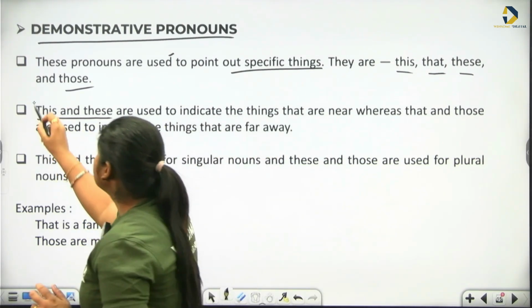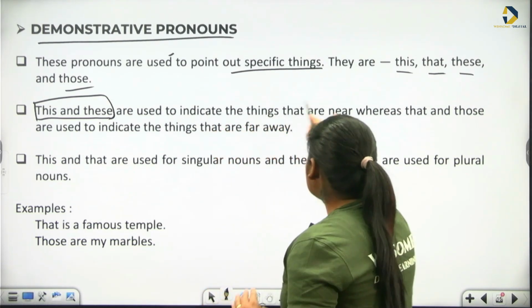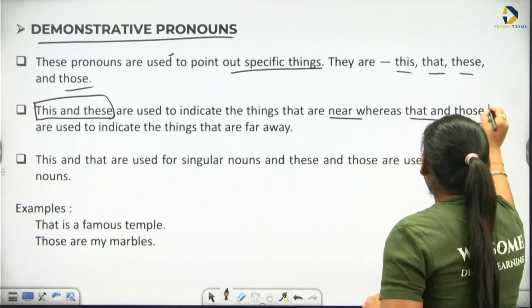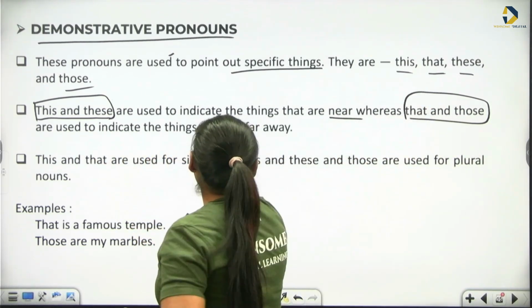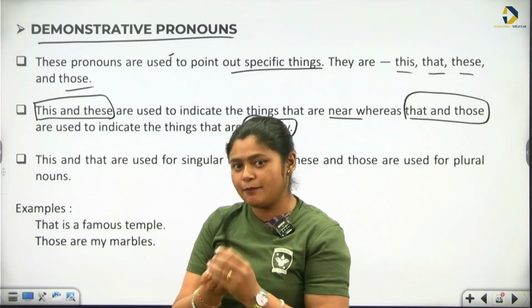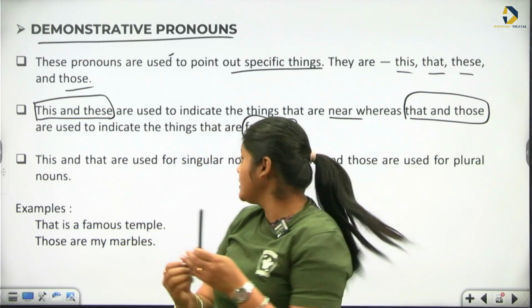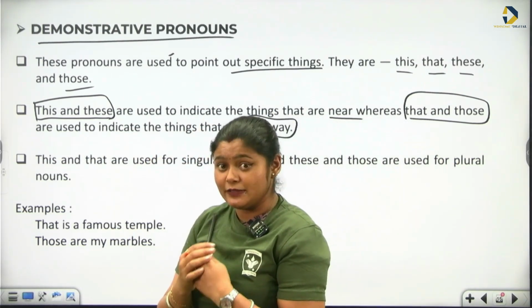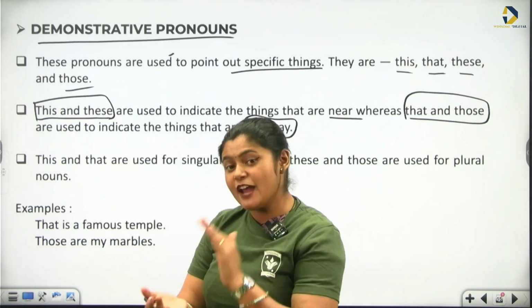What is this? This and these are used to indicate the things that are near, whereas that and those are used to indicate the things that are far away. Now see, this is my pen. ये pen मेरा है, ये pen मेरे पास है अभी. It is very near to me, right? See, indicates things that are near. This is my pen. These are books, suppose. So these are my books.